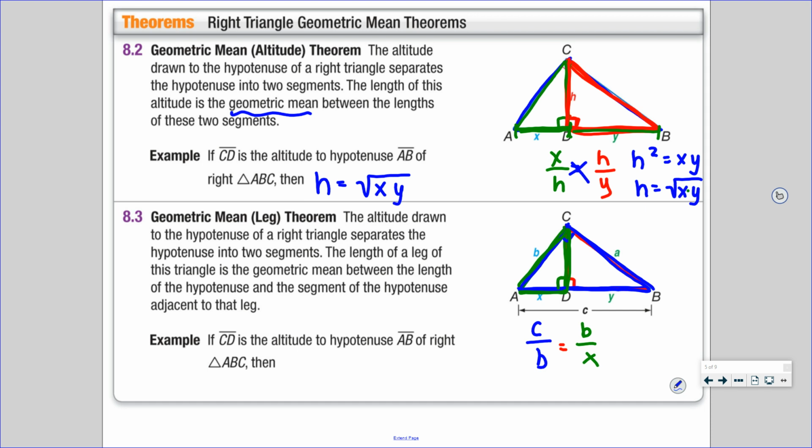All right, similar idea here. Watch what happens. I cross multiply. I get B squared equals C times X. Actually, I'm going to write it as X times C. I think that's how it is in your textbook. X times C. Square root both sides. That leg is the geometric mean of this little segment X times the whole hypotenuse length.